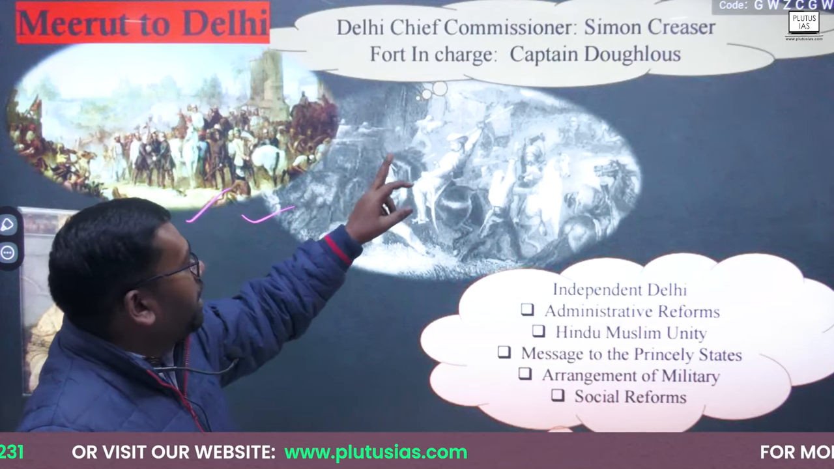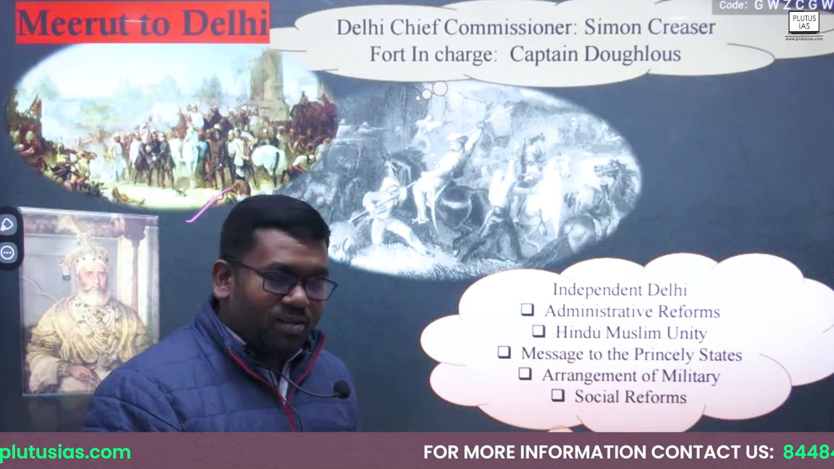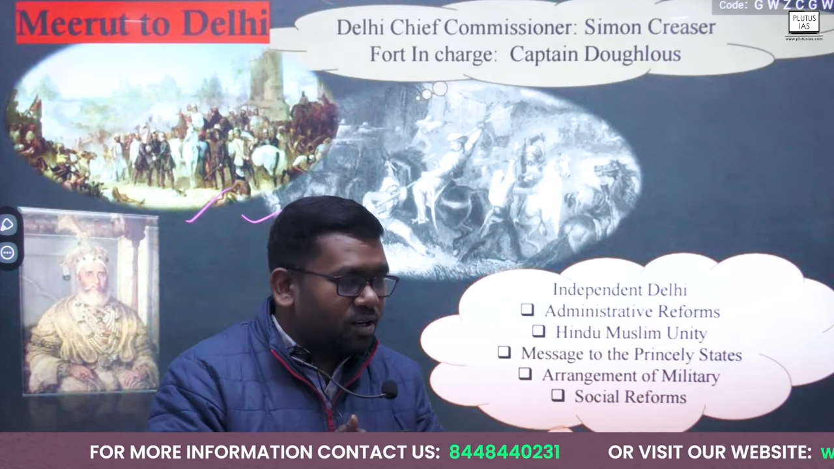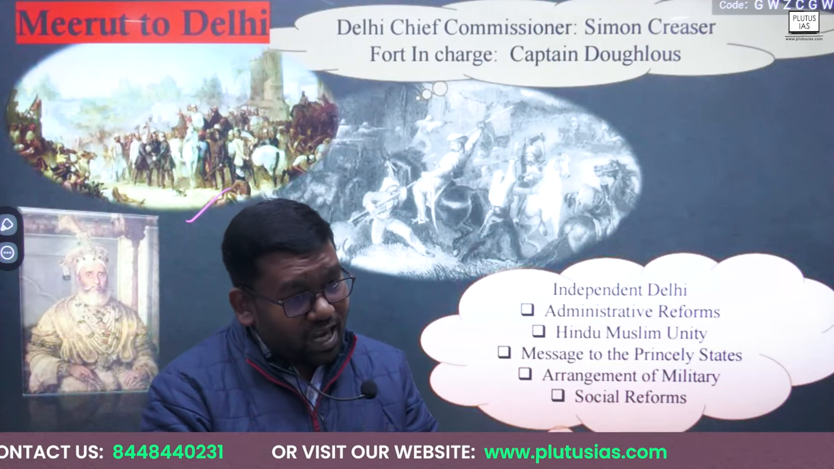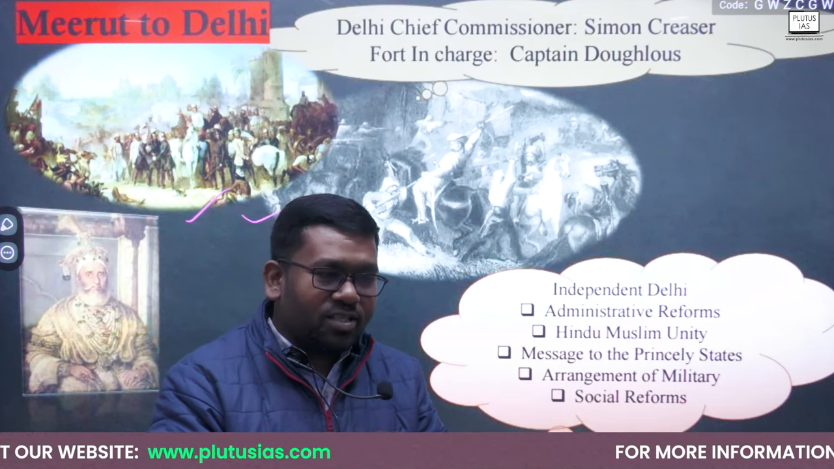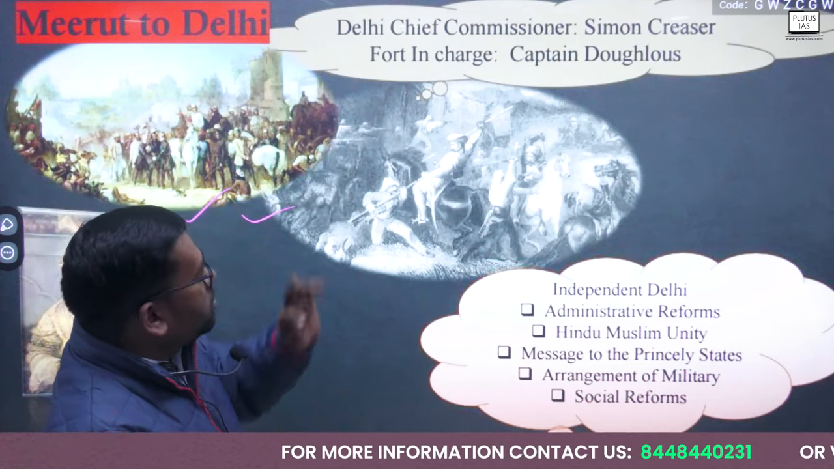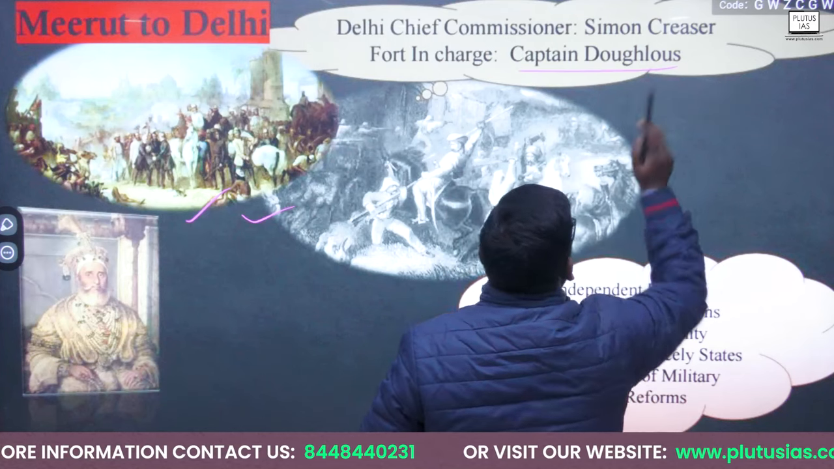Then they killed Captain Douglas, who was in charge of the fort. The Mughal Badshah was a Badshah of the Red Fort only. Even Chandni Chowk was controlled by the Britishers, and they had appointed their own official in charge of the fort also. So the Mughal troops were there, but a British official was also in charge of the Red Fort. So first of all, two persons were killed: Simon Fraser and Captain Douglas.